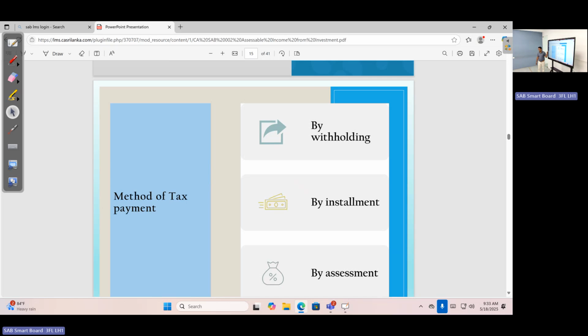The second thing is by installment. Installment means we can make our tax payment from our earned money. The third one is by assessment. Assessment could be from the taxpayer's side, and the Commissioner General can also issue an assessment to collect tax.